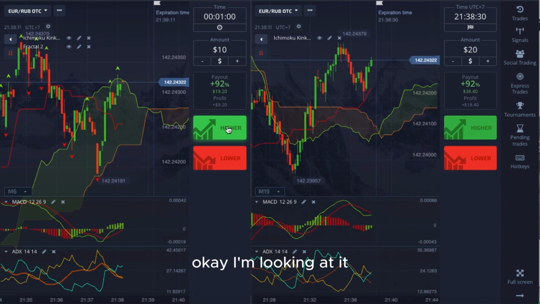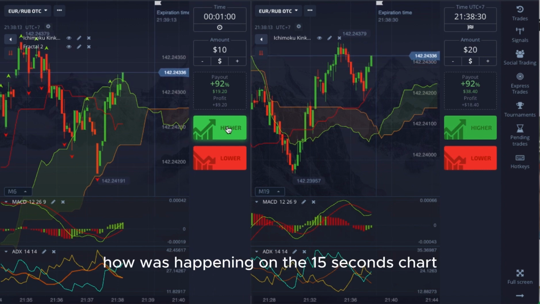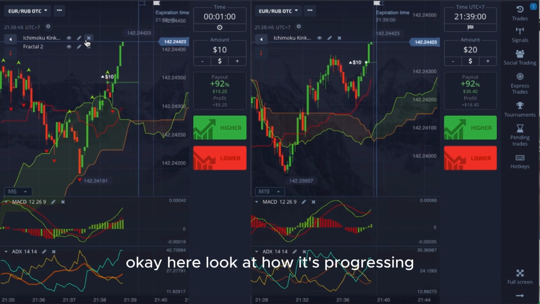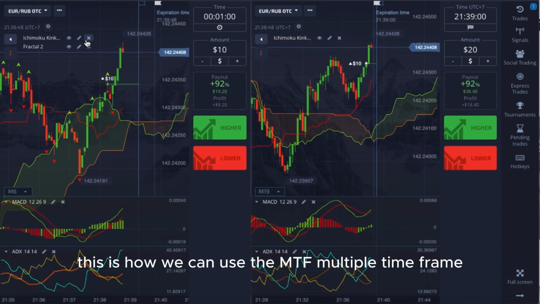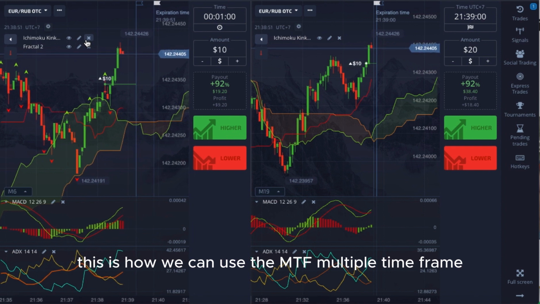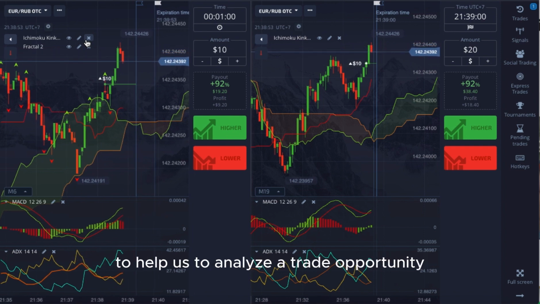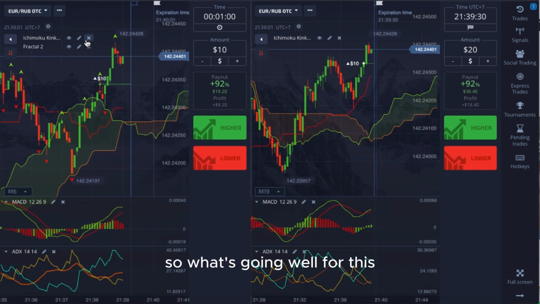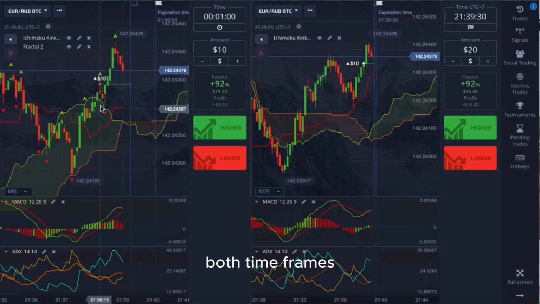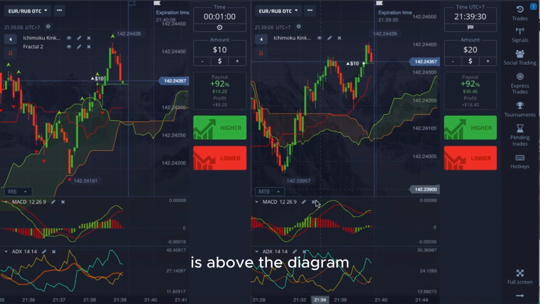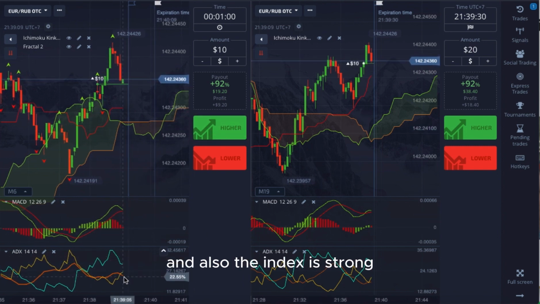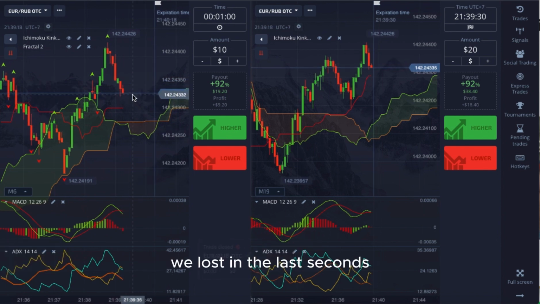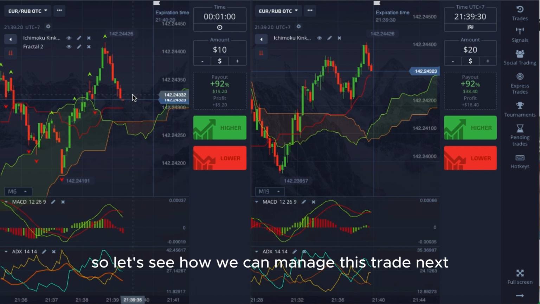I'm looking at what's happening on the 15 second chart. Right now, look at how it's progressing. Do you see? This is how we can use the MTF, multiple time frame, to help us analyze a trade opportunity. So what's going well for this? Both time frames are above the cloud, and also the index is strong. We're almost at the end of this trade. We lost in the last seconds, so let's see how we can manage this trade next.